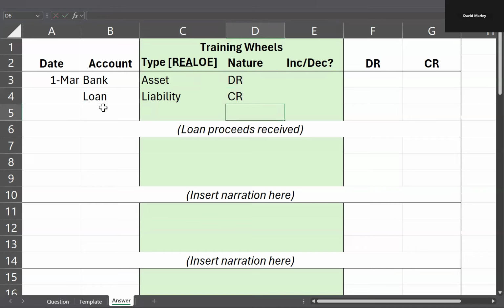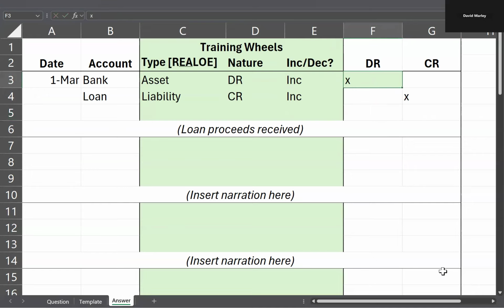If I take out loan proceeds, I'm increasing my bank account. I'm also increasing my debt, my liability. So I'm going to increase both. And that means that I have two increases. So over here in my final columns, I need to do the same as nature. If something is increasing, we do the same as its nature. If it's decreasing, we do the opposite of nature. So increase debit, should be an X there, and then over here another X.